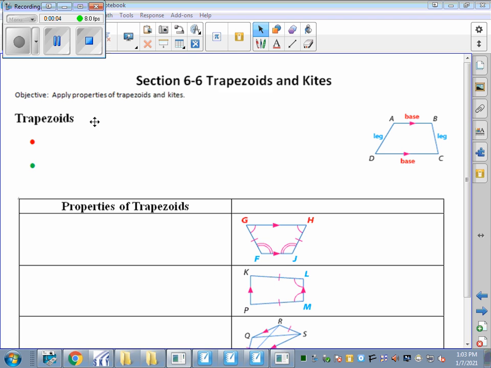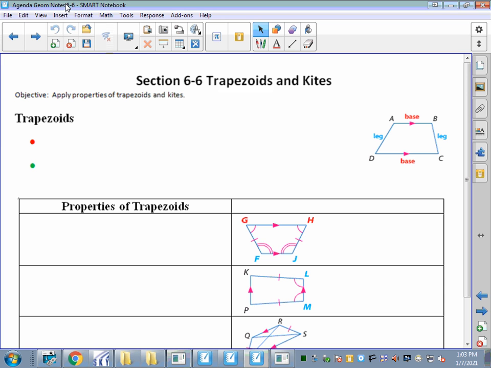All right, geometry, you have made it through chapter 6. We've got one last section to go. And just in case you were wondering, section 6.6, trapezoids and kites, is kind of the weirdo of the whole thing. You know how every family has a strange one? Might not be you, might be you, I don't know.